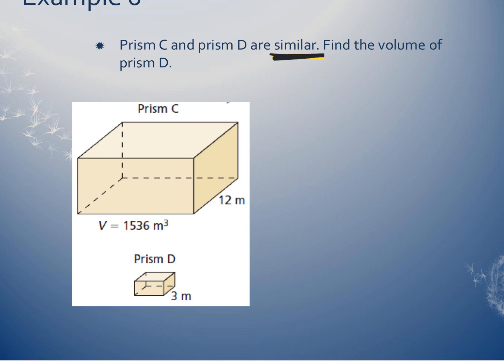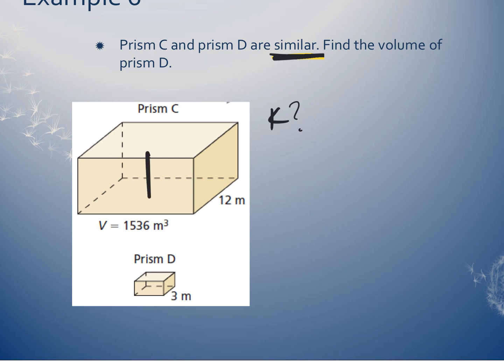So first thing we need to do is figure out, if they're similar, we should have a scale factor. What is that K value? What is that scale factor? Does anyone remember how to find the scale factor? Christian? It's 4. Very good. Why is it 4?